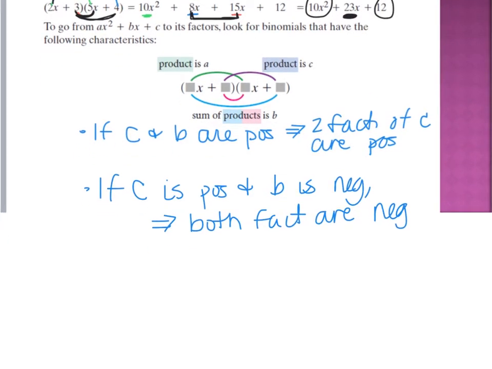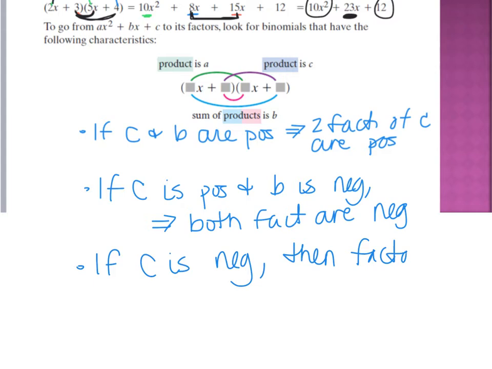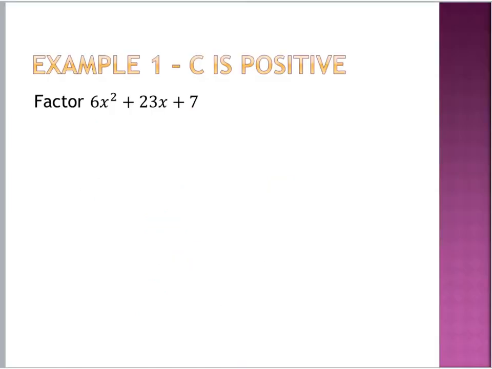then the factors must be positive and negative. So you're going to have one positive and one negative. And to be honest with you, we won't get to this until the part 2 video. So with that being said, let's go ahead and start our examples.